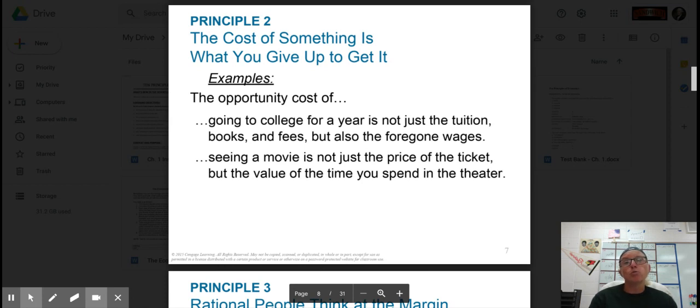But then if you work at that job instead of going to college for a year, you're giving up all of the, your opportunity cost is getting that education. Seeing a movie is not just the price of the ticket, but the value of the time you spend in the theater. So if you see a good movie, your opportunity cost of, you could have hung out at home is a lot lower.